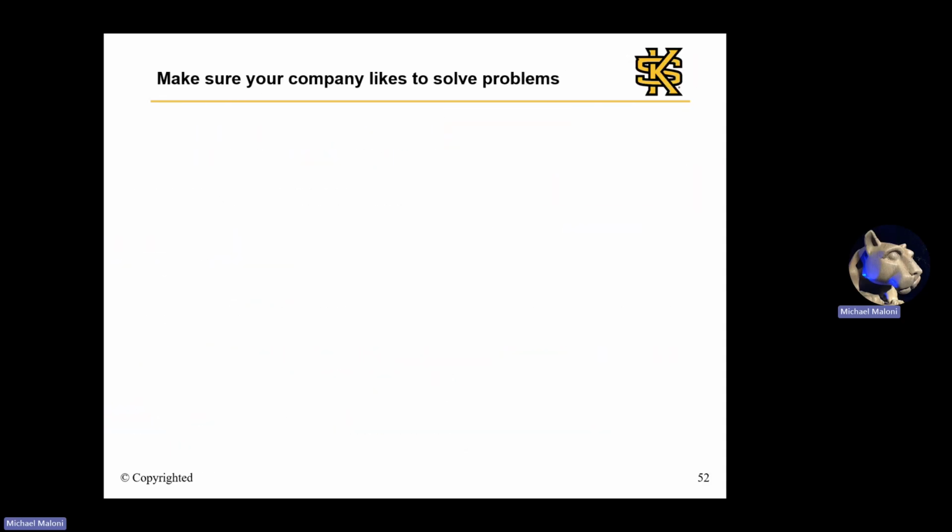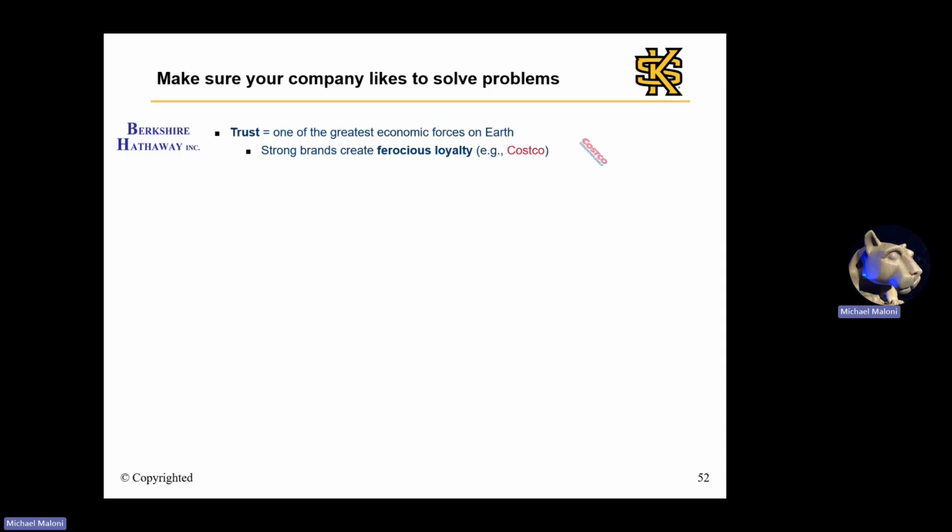This is really heavy stuff, but let's consider more. Charlie Munger of Berkshire Hathaway said that trust is one of the greatest economic forces on earth. And his partner, Warren Buffett, supported this, emphasizing that strong brands create ferocious loyalty, like Costco. Warren and Charlie loved Costco. By the way, Costco does not generally advertise, they rely almost solely on word of mouth, the customers who feel like a virtual owner.